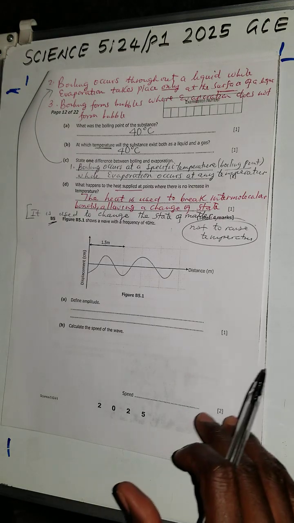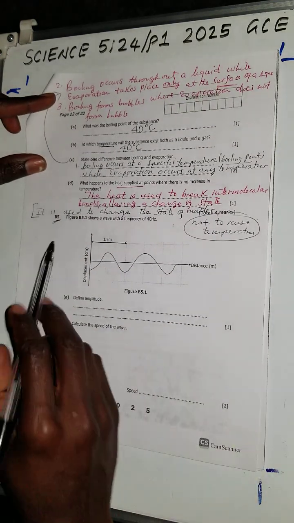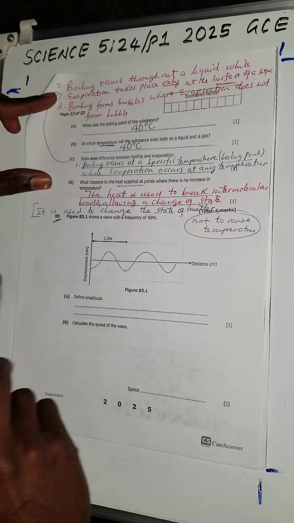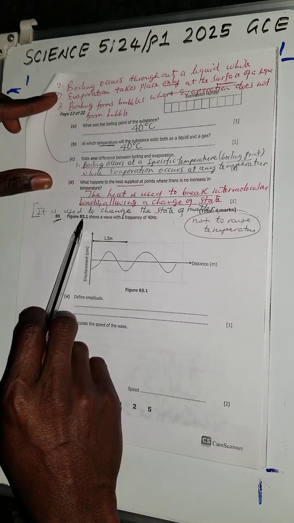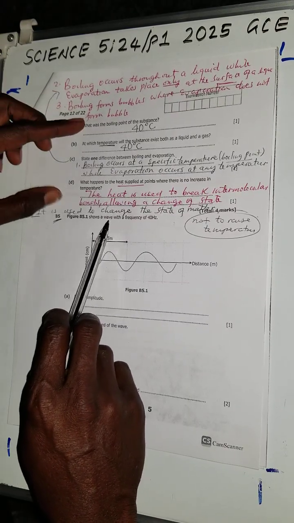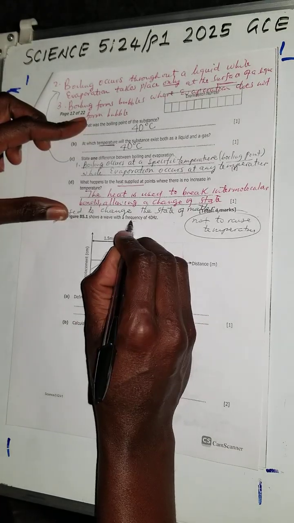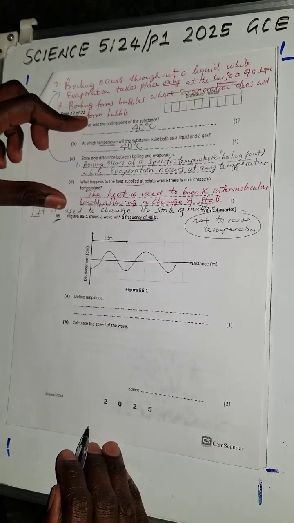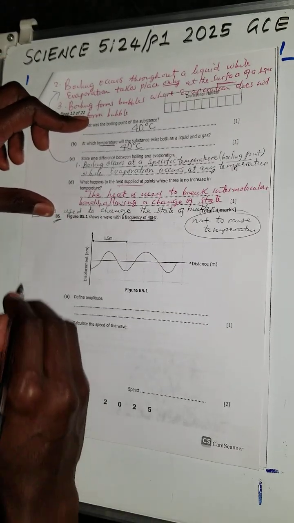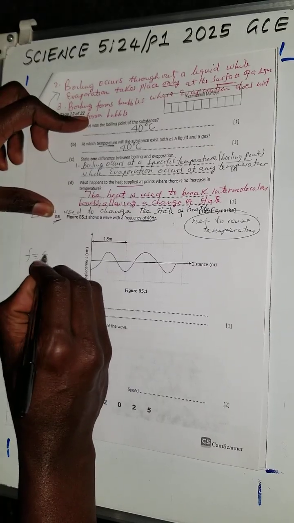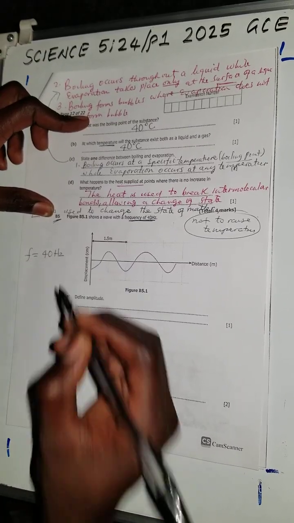Right, so welcome again to question number 5 as we continue with question number 5. So it says figure 5b5.1 shows a wave with a frequency. So they have given us a frequency of 40 Hz. If we can just write the data here, they have given us a frequency of 40 Hz.